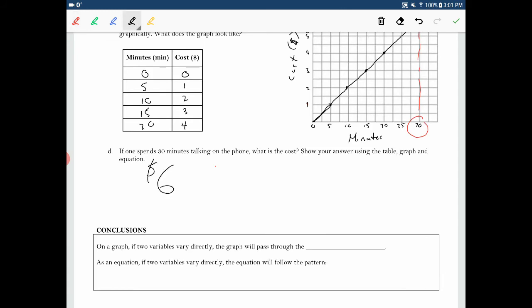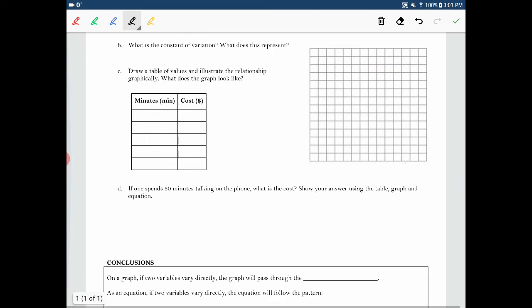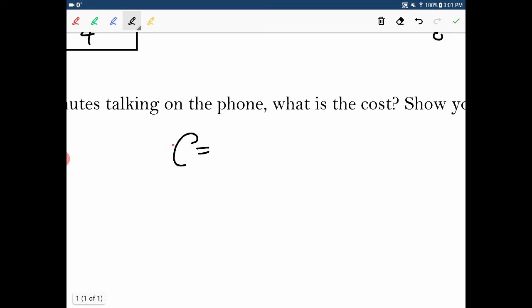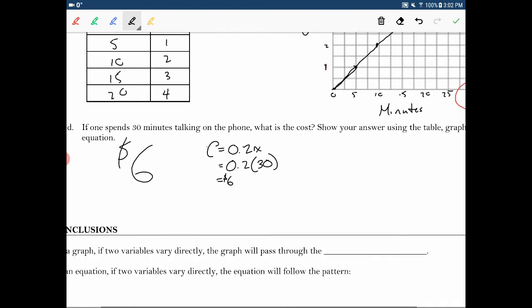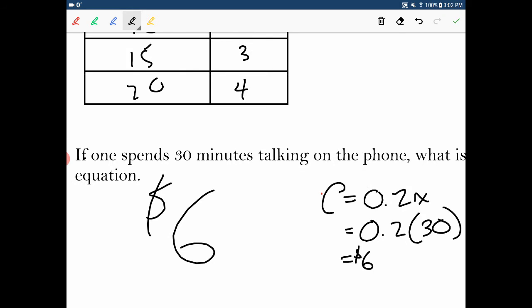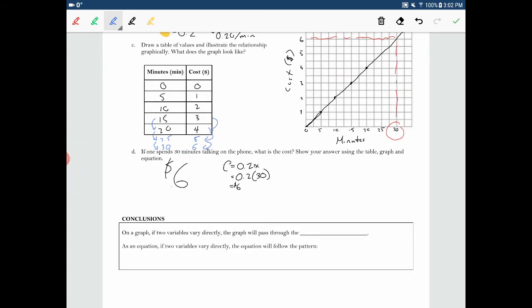We can actually check that using our equation fairly easily. C equals 0.2x. We sub in 30, and we say, what is 0.2 times 30? And wouldn't you know, it gives us the same answer. And finally we could use the chart here, and you can see it's going up by 5s over here. So we go up another 5 to 25, and another 5 to 30. And this one's going up by 1s, so we continue, we get 5, and we get 6. So it gives us the same answer. So we're probably right here.